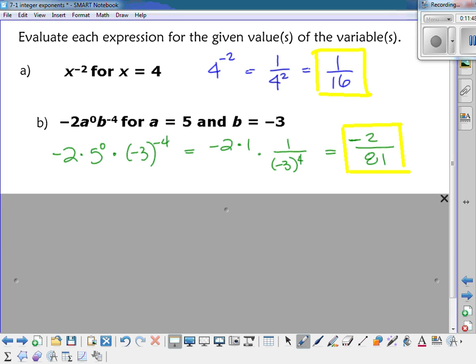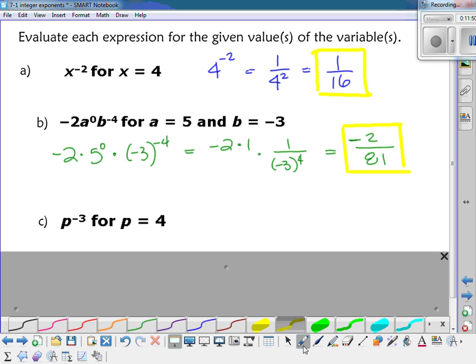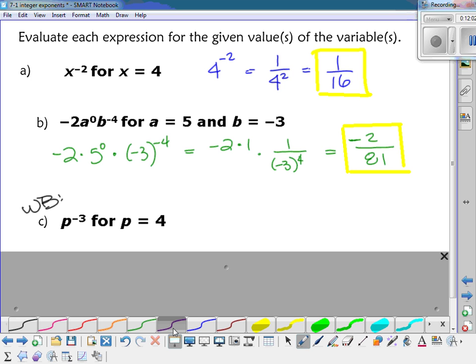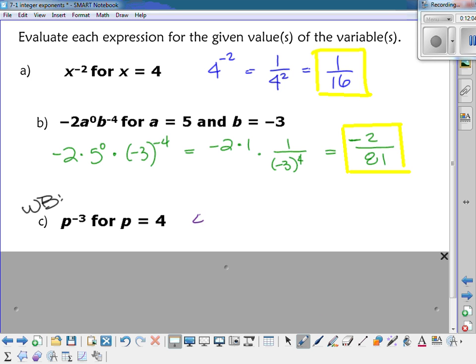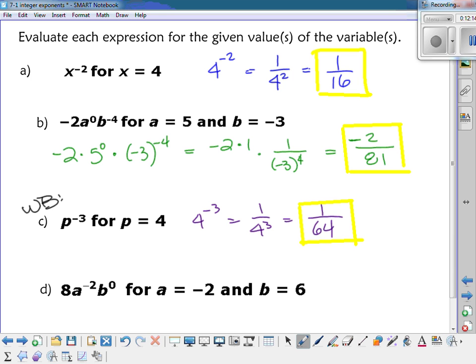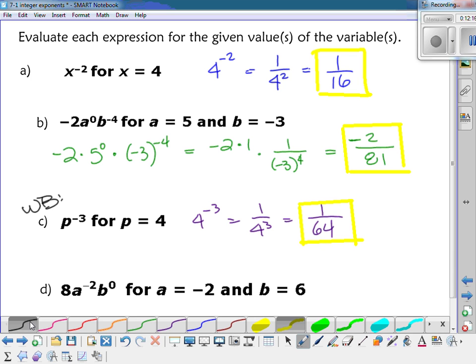All right, so this next one I want you to do on your whiteboard. Okay, so that was 4 to the negative 3rd, which is 1 over 4 cubed. So look like most of you got 1 over 64. All right, one more for your whiteboards here.